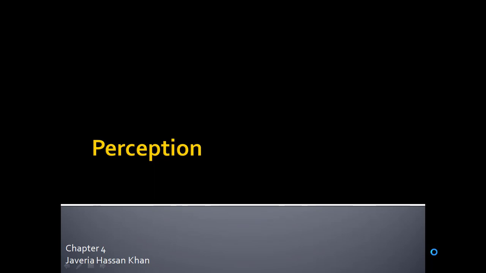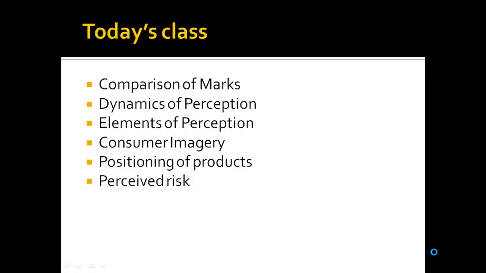Today we are going to start chapter number 4, which is titled consumer behavior. And in today's class we'll be looking at different marks, we'll be comparing them and seeing how our brain works. After that we'll be looking into the dynamics of perception. We'll be covering the elements of perception and their role in consumer behavior.